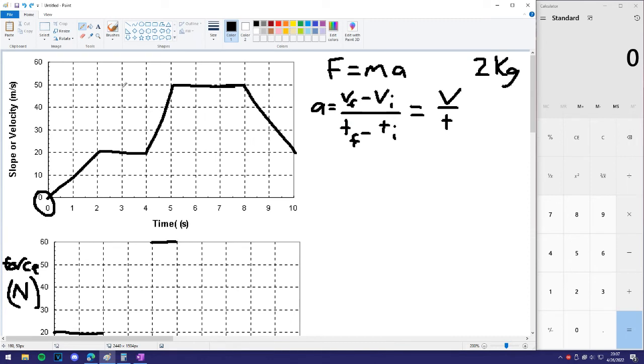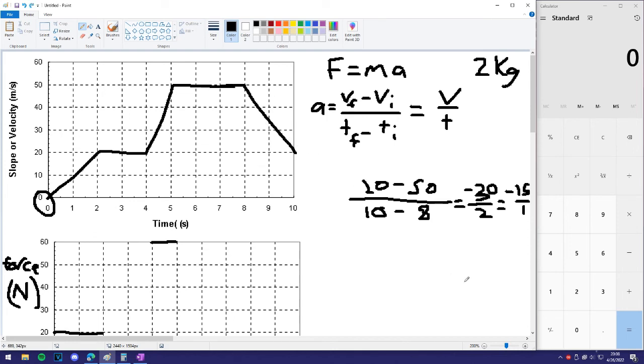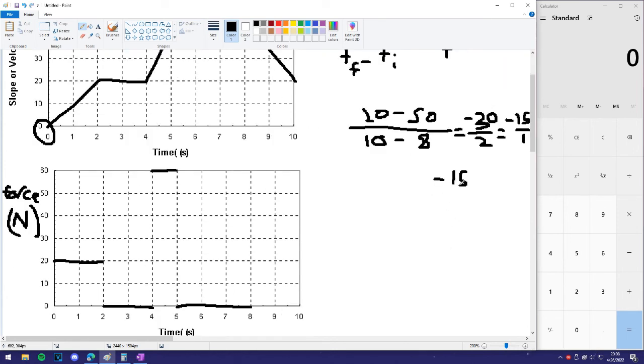So if we do the calculations for this, it's going to be 20 minus 50 over 10 minus 8. So that equals negative 30 over 2. And we can simplify that to negative 15 over 1. So at this point, it's going to be moving at negative 15 meters per second squared.